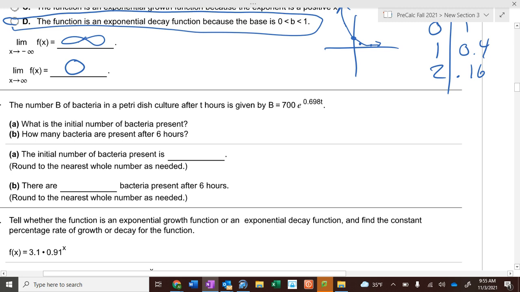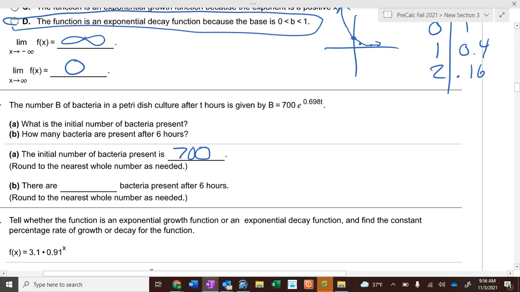Petri dish culture after t hours is given by this. Okay? Initial number. What is the time when we initially start? The time equals 0. Time is 0. If you put a 0 into the exponent, what's e to the 0 power? 1. What's 1 times 700? 700. So your initial should be this number right here. Should always be that number right there.